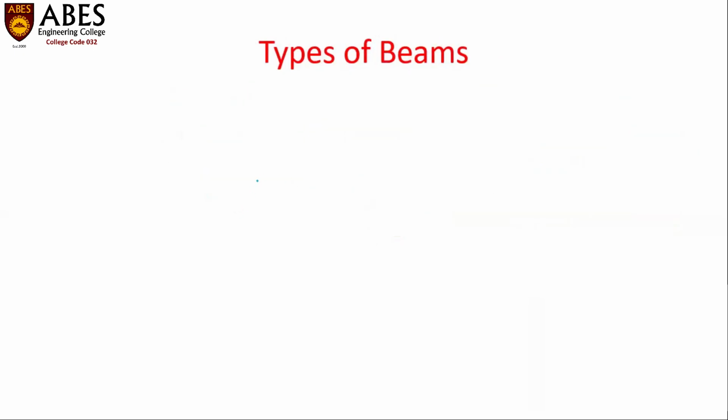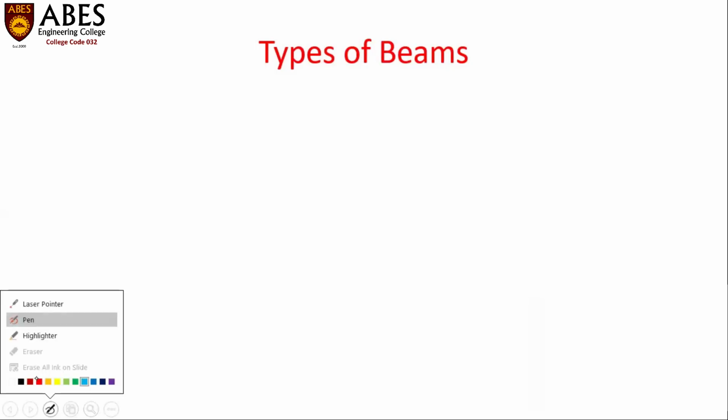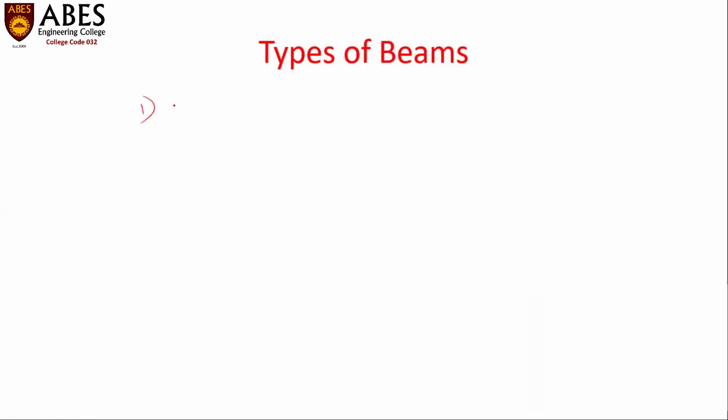Now, on the basis of these different types of supports, we define different types of beams. First one is simply supported beam. Second one is cantilever beam. Third one is overhanging beam.